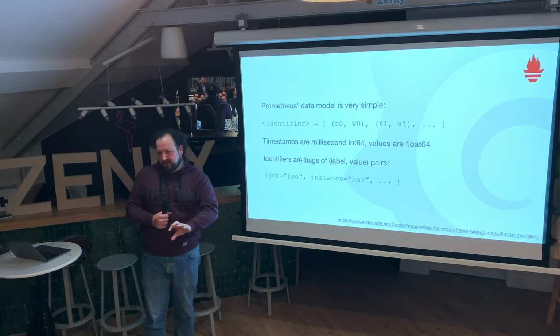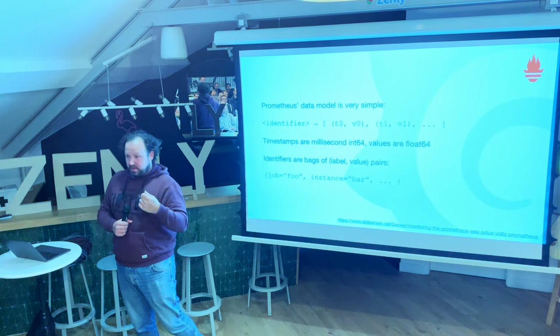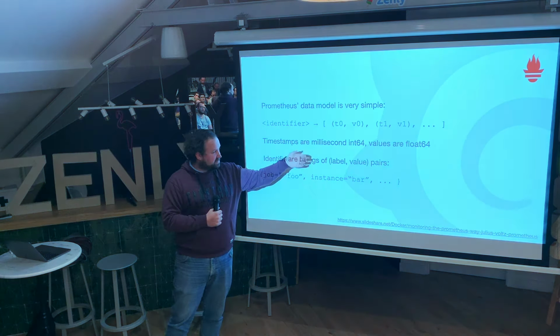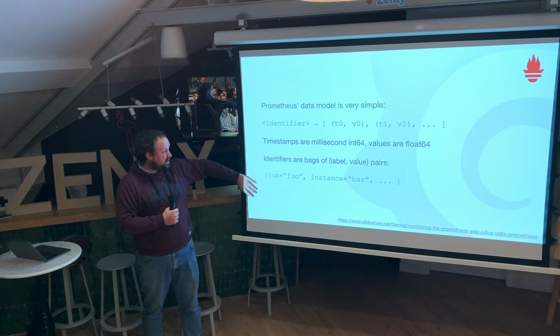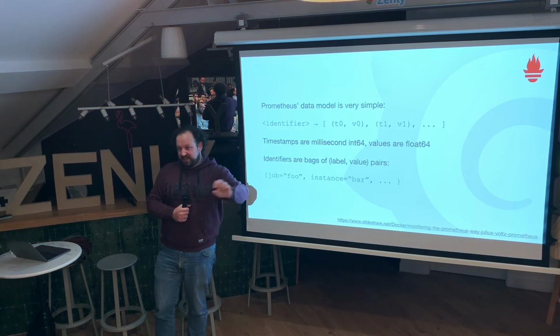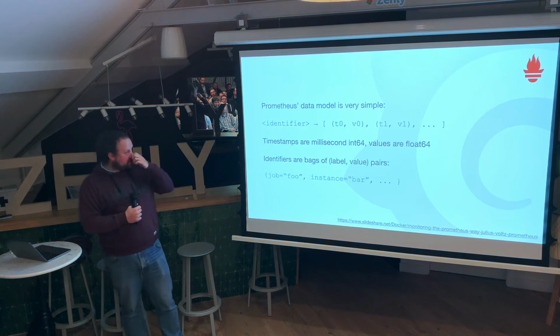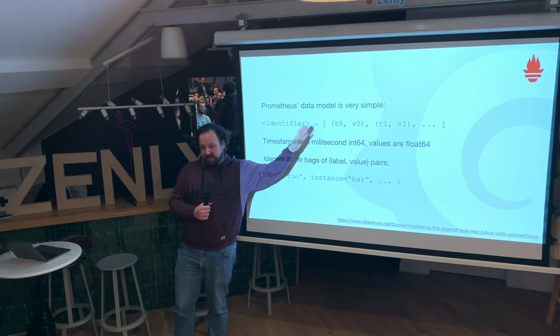Prometheus is a very simple data model. You've got these time-indexed series of values, of numbers, called time series. The timestamps are milliseconds, the values are floats, that's it. And then you've got these identifiers. And these identifiers are bags, you can think of them as maps, if you like, of label value pairs. And that's it. That's the whole Prometheus data model on one slide. Everything you do involves matching against label pairs and aggregating against time-indexed numbers.